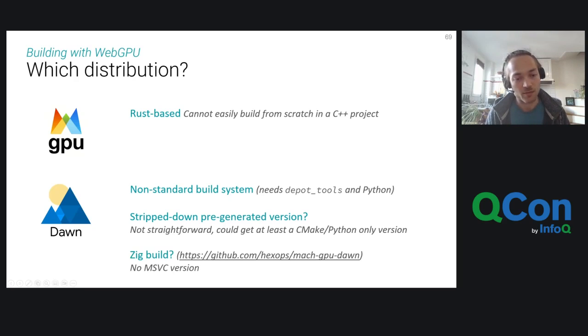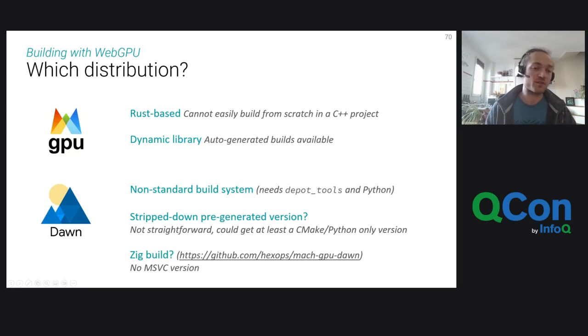I was thinking maybe a build based on Zig that already had some scripts set up to pre-build the static libraries, but there was no MSVC version in this. Just providing the link in case you're interested. And since I started thinking about using a pre-built version, I realized that the fact that WGPU's Rust base is no longer an issue in this scenario. So I was happy to see that this project provides auto-generated builds at a regular pace.